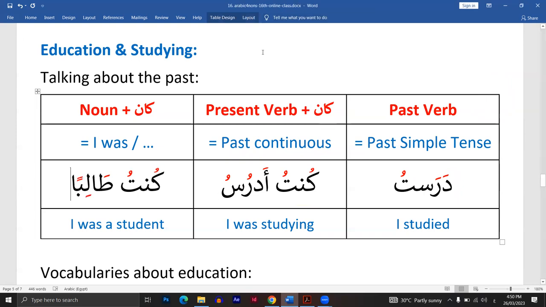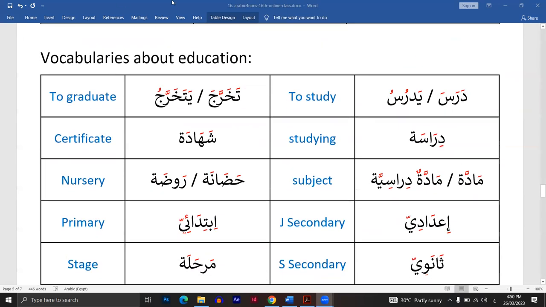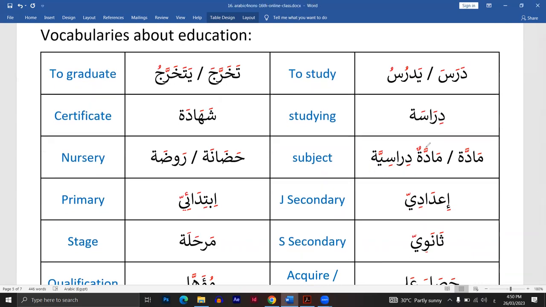Kuntu taliban. I was a student. Okay. These are the three different ways to talk about the past. Then I have some vocabularies about education here. The first one is the verb to study. Darasa is the past. Yadrusu is the present, to study. Okay.